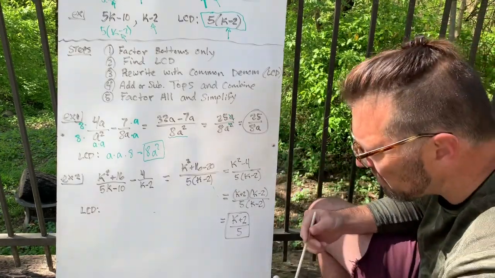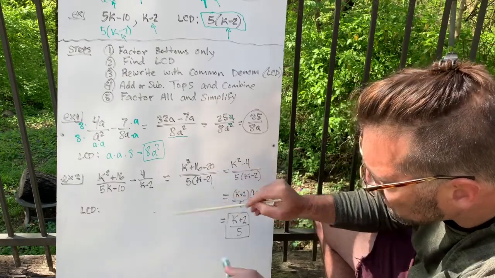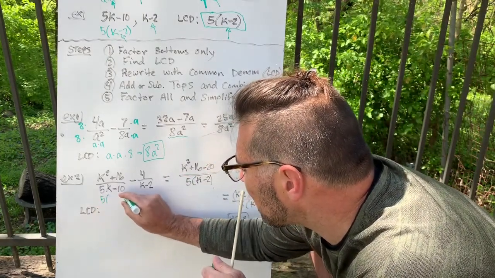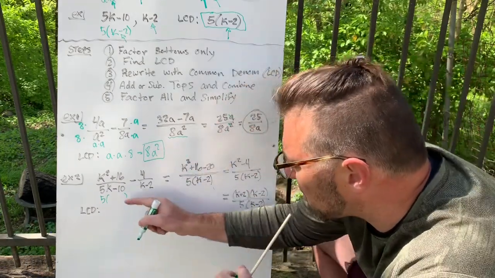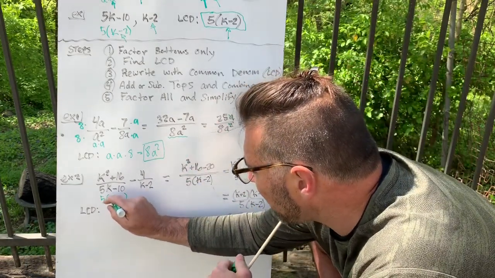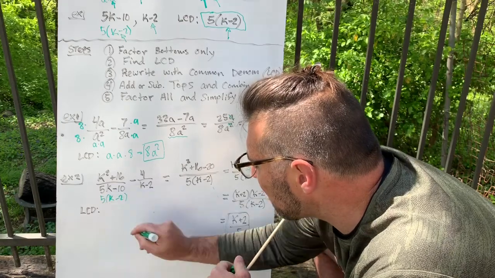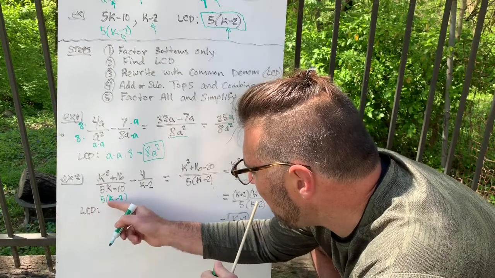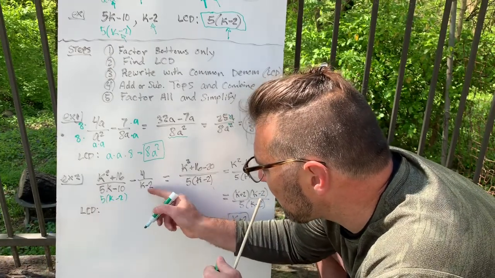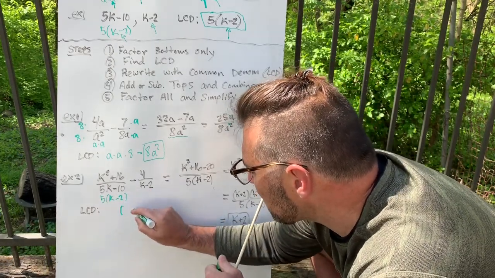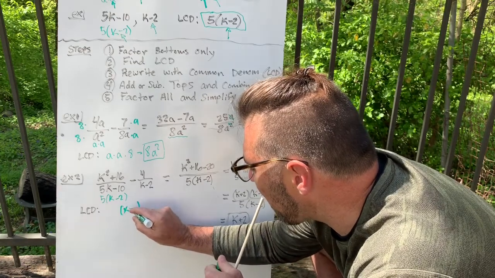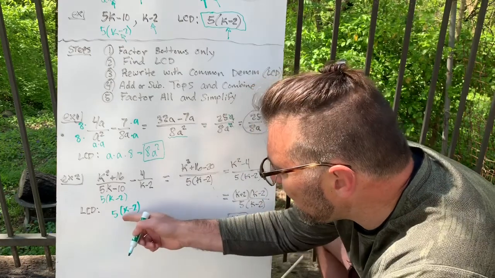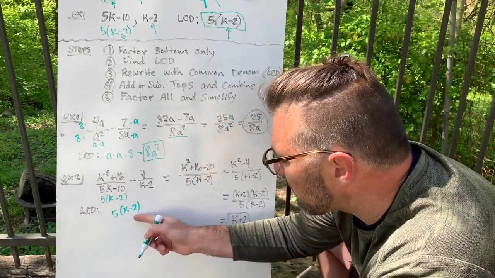What about example 2 here? First, let's look at the bottoms. We want to factor the bottoms completely. So this has a 5. And we've already looked at this LCD, but let's do it with the problem. Factor out a 5, we get k minus 2. This one's already factored. And so our LCD is a combination of all of these factors. They both have a k minus 2, so I'm just going to include one k minus 2 in my LCD. This one has a 5 though, right? So my LCD is 5 times k minus 2.